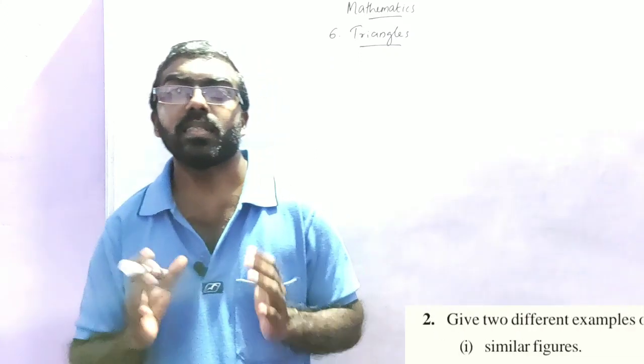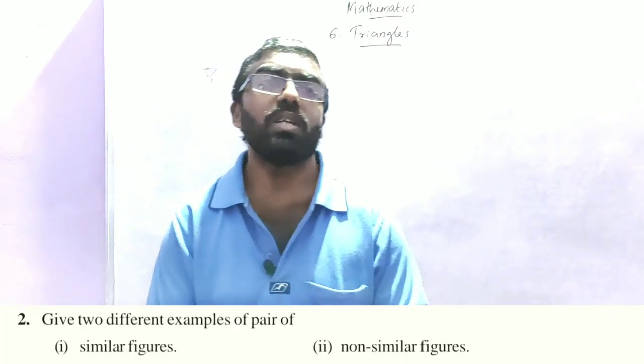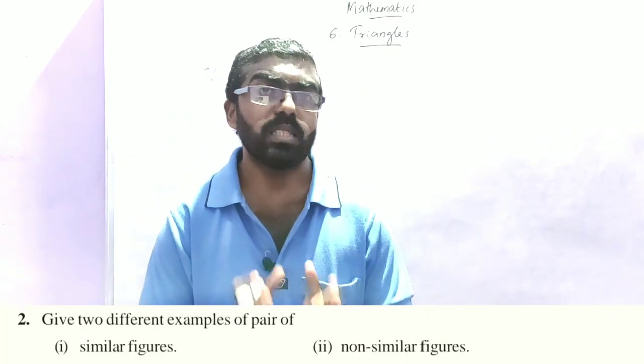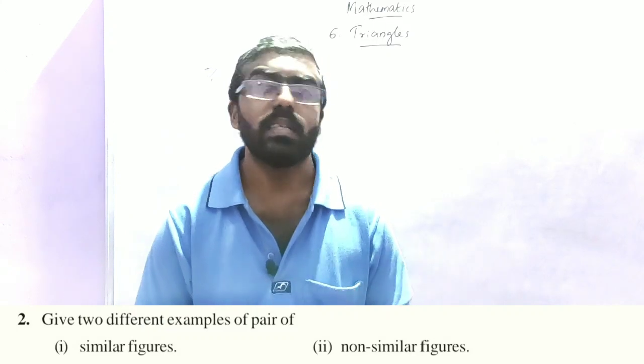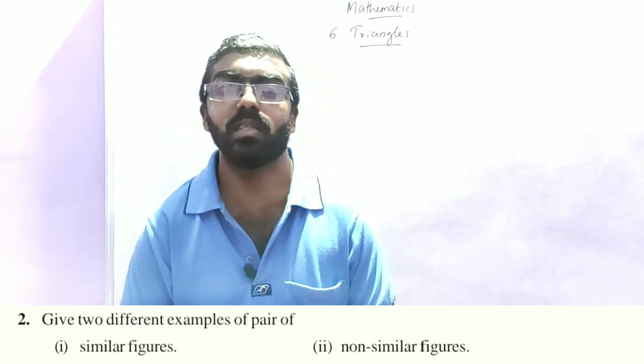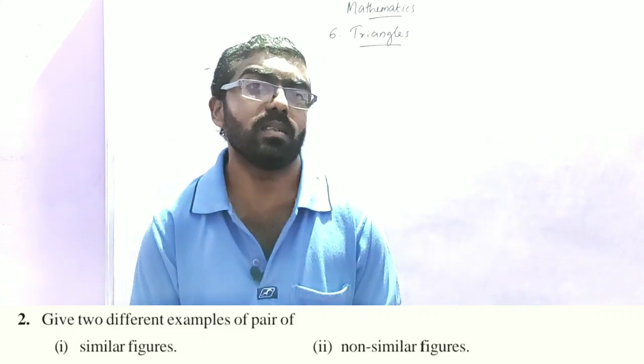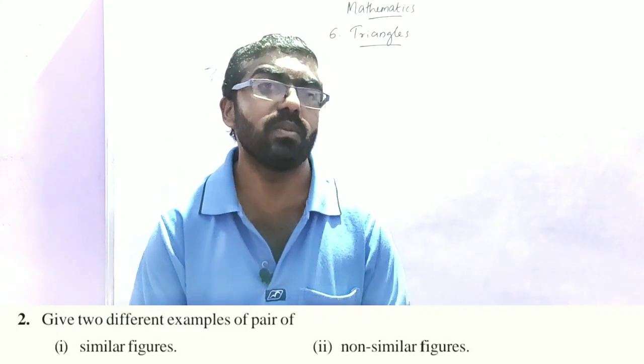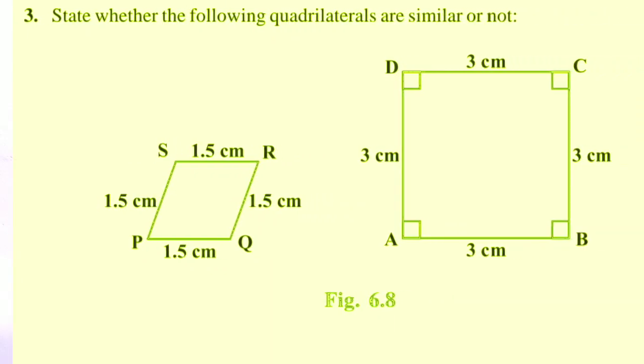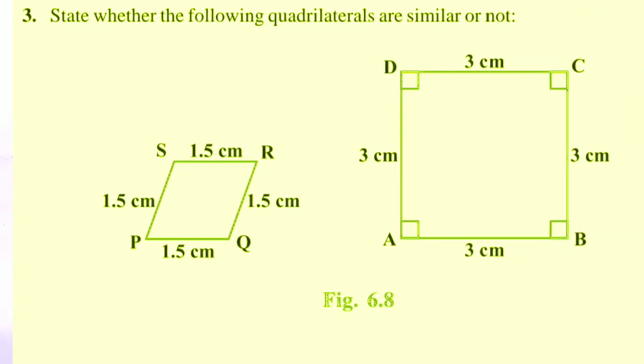Understood? And the second question is, give two different examples of: first sub-question, similar figures; second, non-similar figures. That question is left for you. You can find out the answer. Do it yourself. And the third question is, state whether the following quadrilaterals are similar or not.